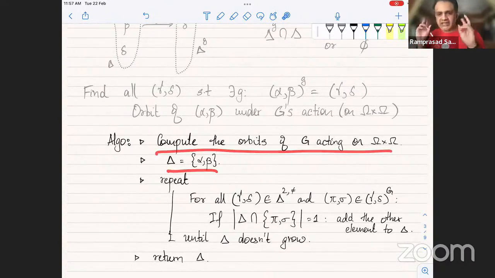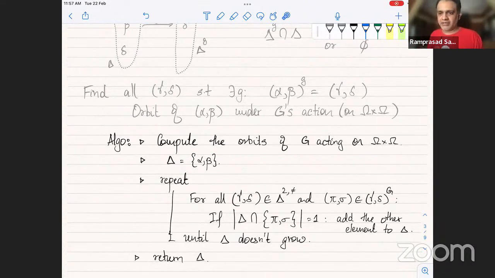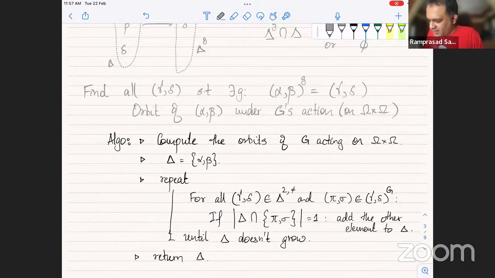And now let's set our tentative block to be alpha comma beta. And now we do the following stupid thing. At this point, I may have learned that, okay, this is my current delta.